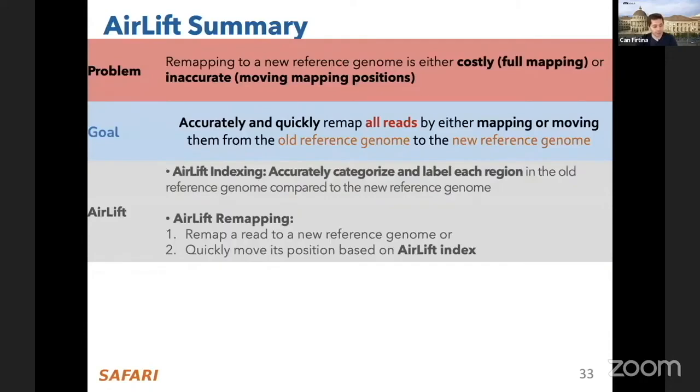AirLift has two steps to achieve this. First is AirLift indexing, which accurately categorizes and labels each region in the old reference genome compared to the new one. And in AirLift remapping, we remap a read to a new reference genome, or we quickly move its position based on the information that we generate in the AirLift index.